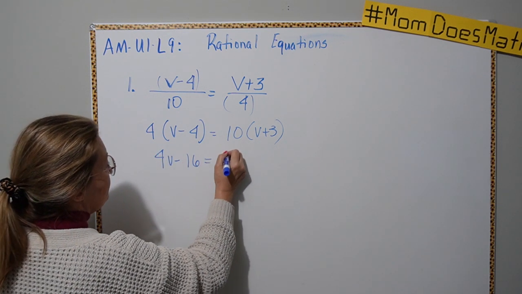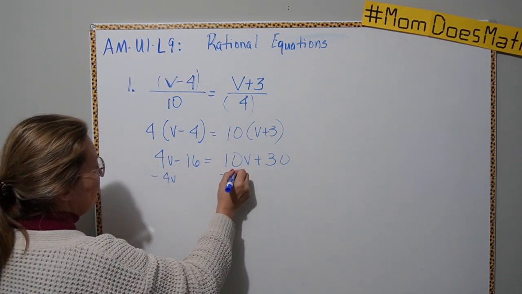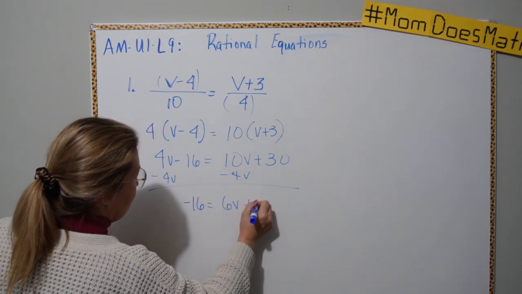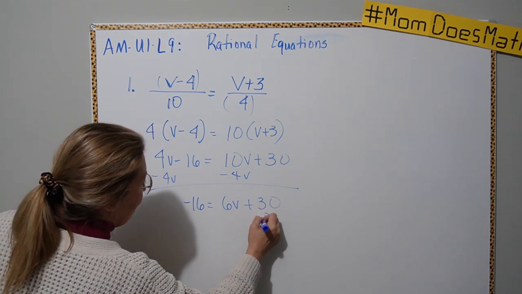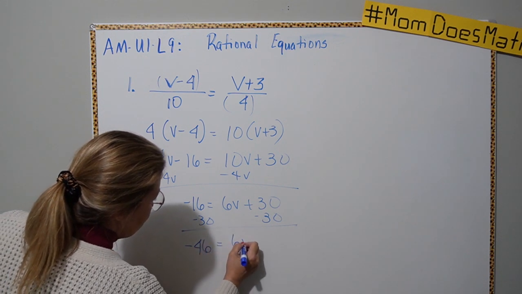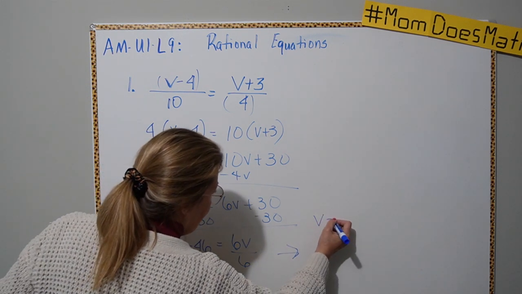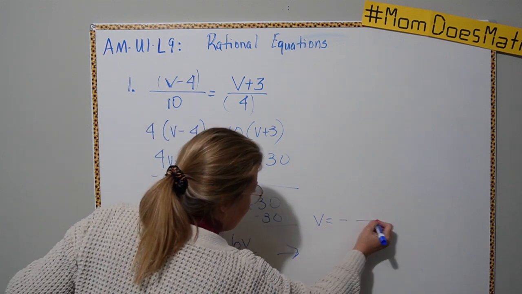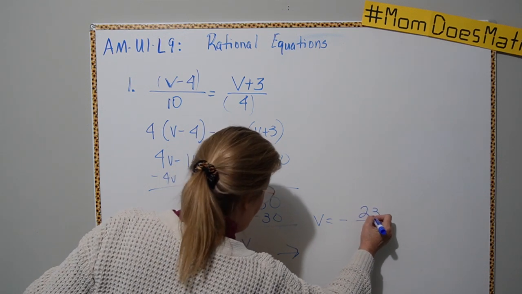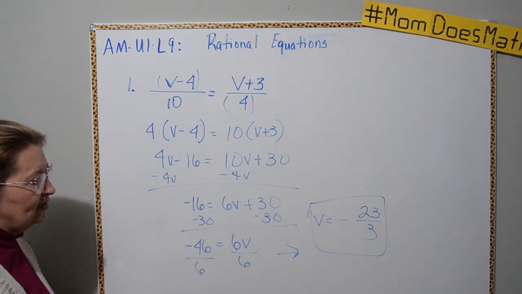And now we're just going to solve. 4v minus 16 is equal to 10v plus 30. Then I would subtract 4v from each side. So I have negative 16 is equal to 6v plus 30. And then I'm going to subtract 30 from each side. So now I have negative 46 is equal to 6v. We're going to divide both sides by 6, and I'll come over here to simplify. So v is equal to negative, and both of these will reduce down by 2. So that would be negative 23 over 3. And just like with the other section, you'd want to fill that in and make sure that it works.